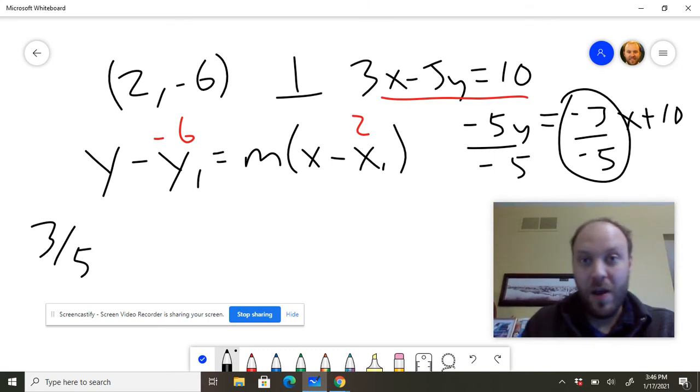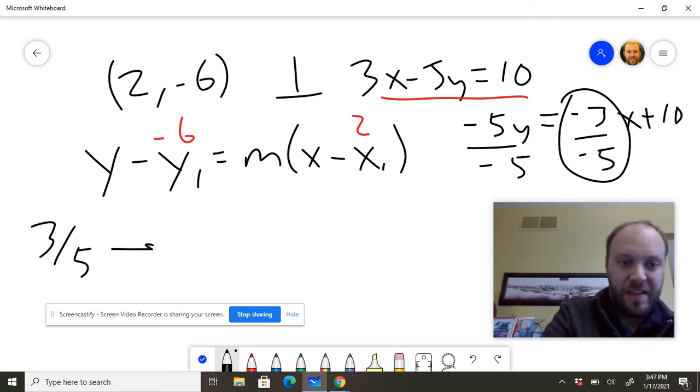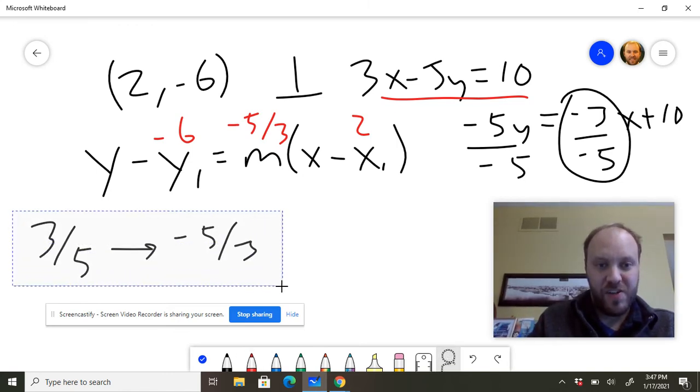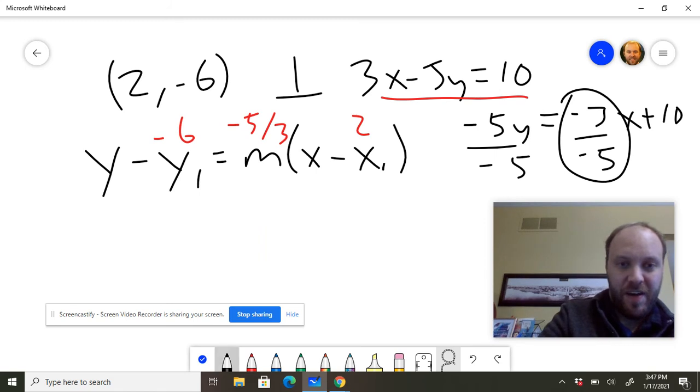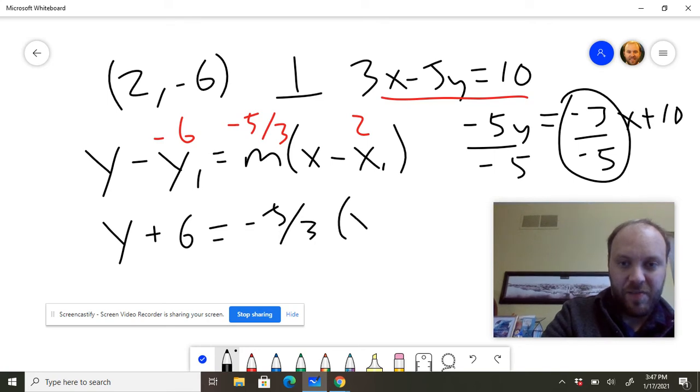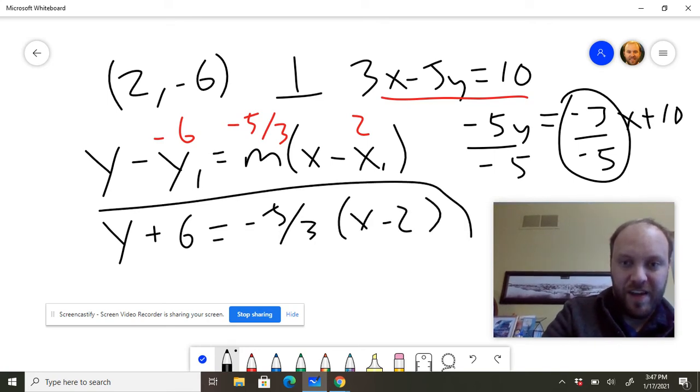But remember, we don't want a line parallel to it. We want a line that's perpendicular. So you take the opposite reciprocal. That's going to be negative 5/3. Okay, and so anyway, your final equation is going to be y minus negative 6 is equal to negative 5/3 times the quantity x minus 2. And again, if you simplify all that, minus a negative is a plus. So it's going to be y plus 6 equals negative 5/3 times the quantity x minus 2. So that's your final equation there.